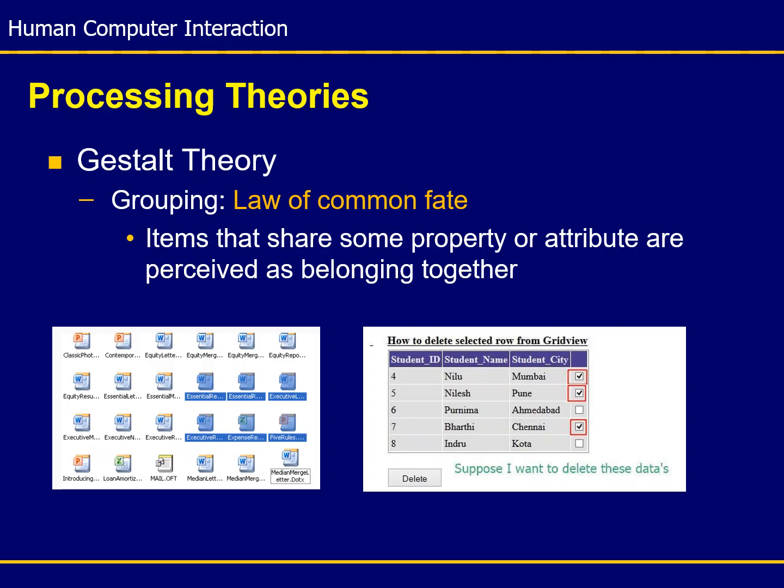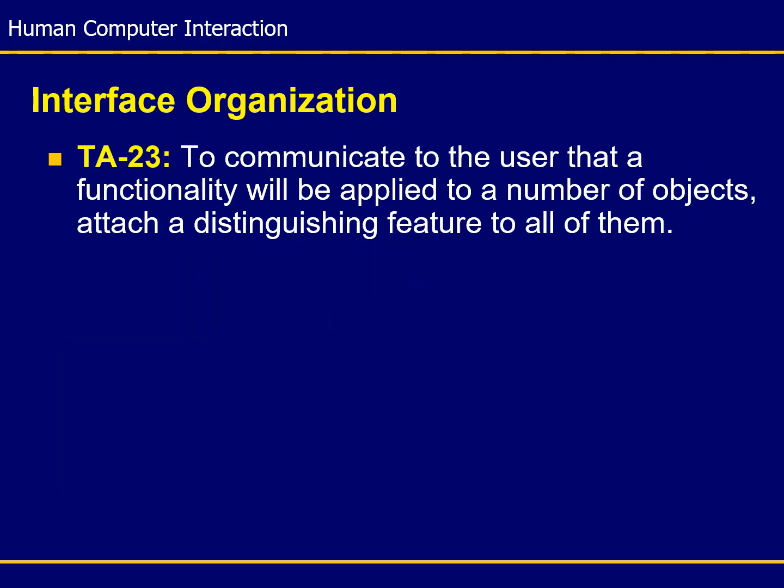Okay, now the left image is actually invoking the common fate gestalt for sure. The next one needs some kind of proxy, and ultimately you reach a conclusion mentally or cognitively that, yeah, I'm going to delete those guys. But here, before thinking about it, you know that they will have the same fate. On the right side, you have to think that they will have the same fate. So the left one is invoking the common fate gestalt. So the takeaway is that to communicate to the user that a functionality will be applied to a number of objects, attach a distinguishing feature to all of them.